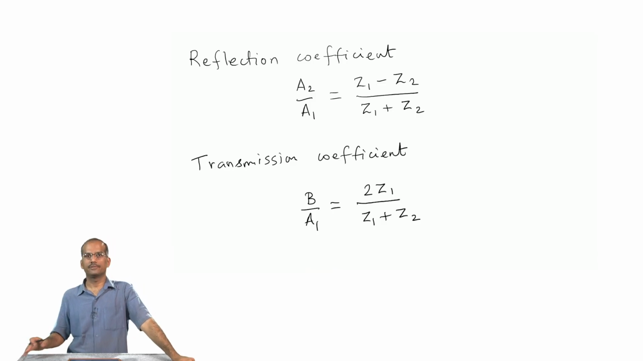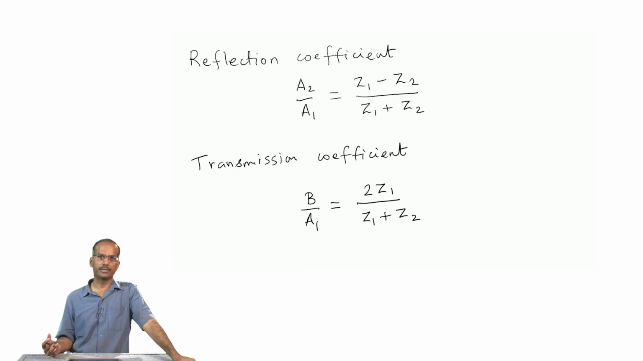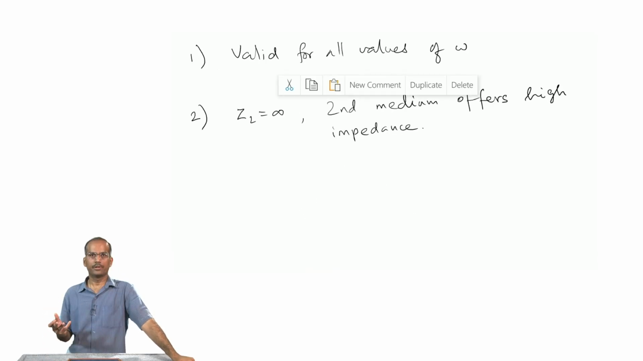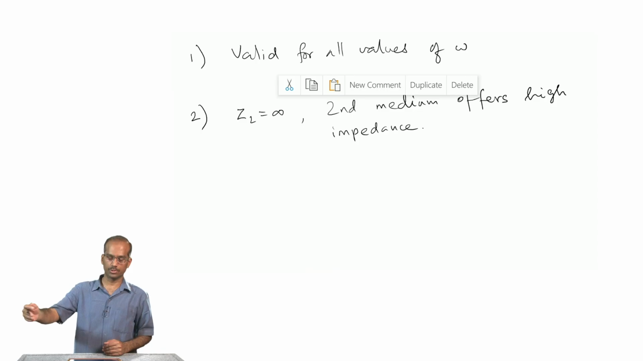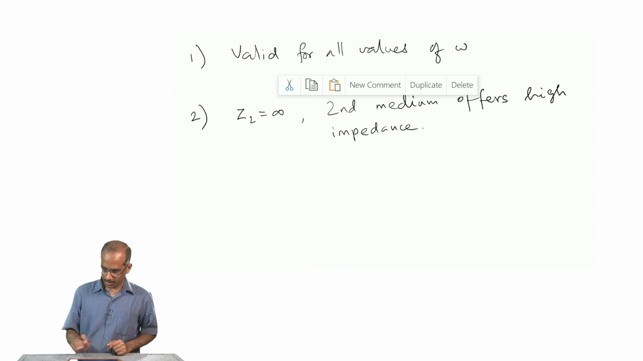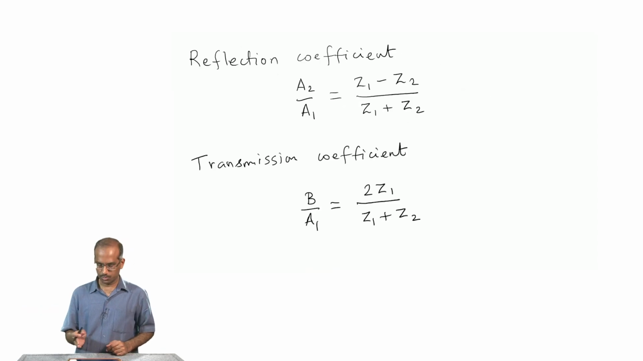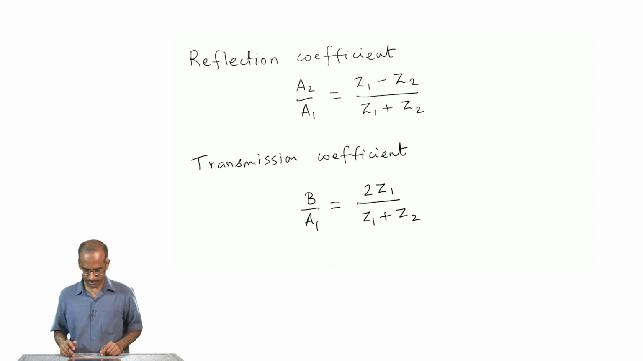What if the second medium offers a huge resistance, which is equivalent to saying that the impedance of the second medium is infinity, extremely large. So, your intuition should tell you that if it is going to offer huge impedance, the wave should not be able to pass through into the second medium. We need to check if that is true coming out of the formulas.